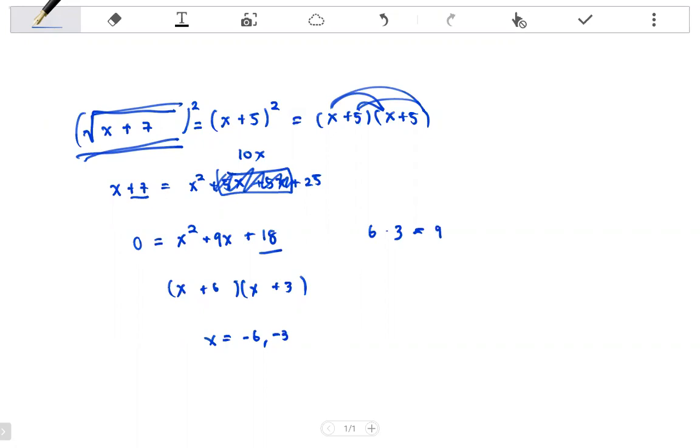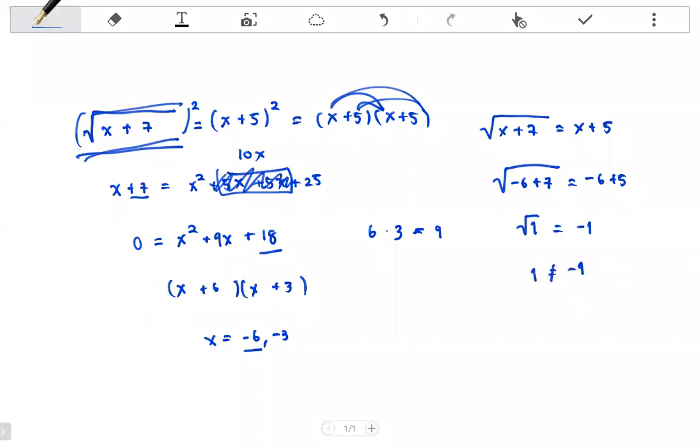How we do that is we just plug it back into the equation. So our original equation was, what was it? Square root of x plus 7 equals x plus 5. So let's try plugging in x equals negative 6 first. Negative 6 plus 7 is going to be square root of 1 equals negative 6 plus 5, which is negative 1. Square root of 1 is 1. 1 equals negative 1. Well, that's not true, right? So negative 6 is not the answer.